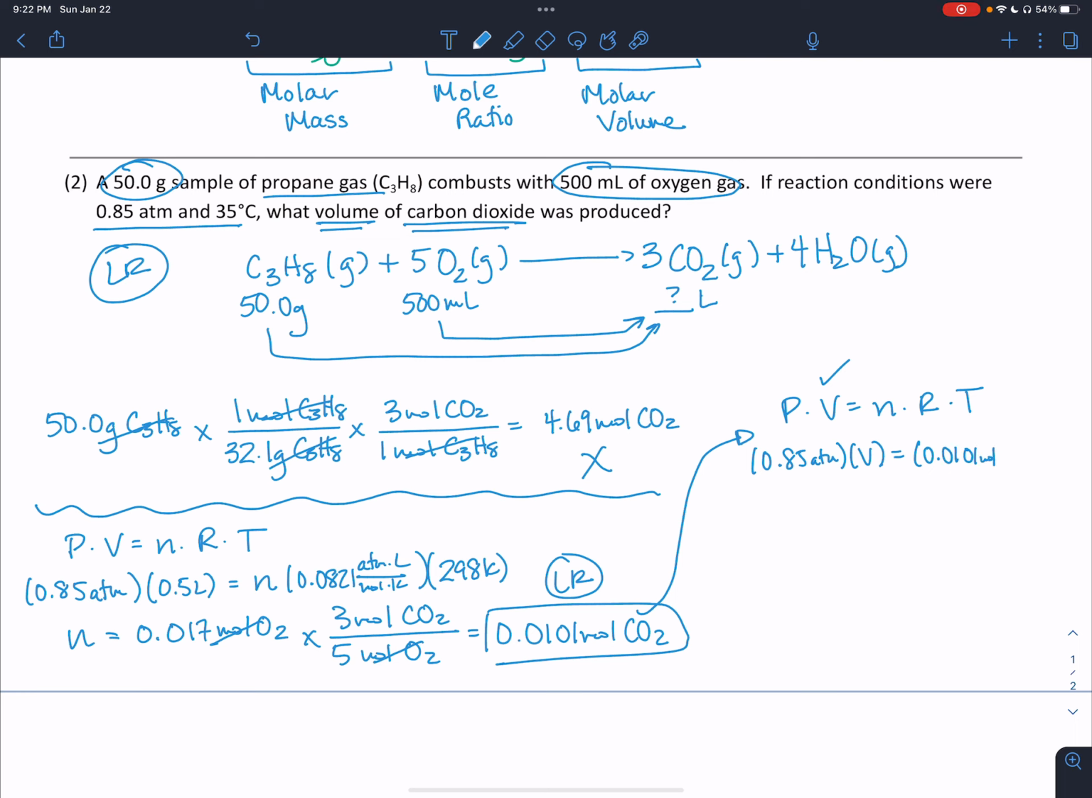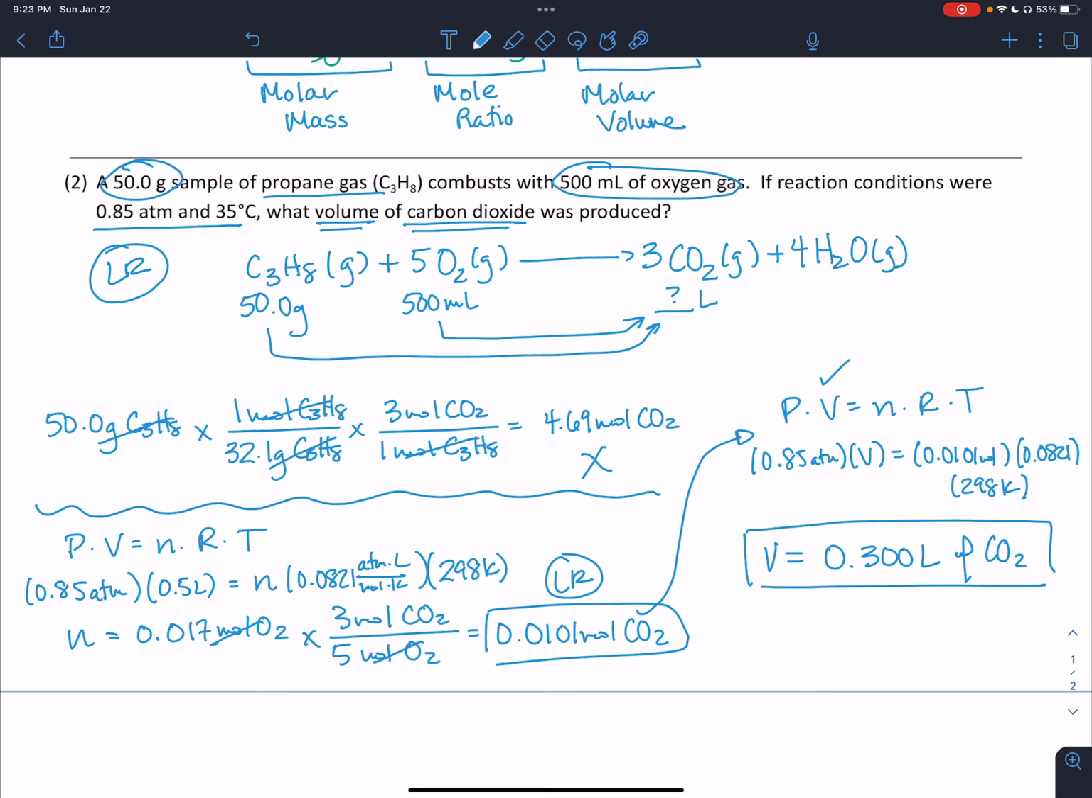0.0101 moles. Now I'm running out of room, so I'm not going to put the unit for R, but you should. It's good practice. And then 298 Kelvin. All three of those are multiplied together. I just ran out of room. So the volume of CO2 that's going to get produced by this amount of O2 is 0.300 liters or 300 milliliters. Again, the problem doesn't specify a unit, so I just leave it in liters.